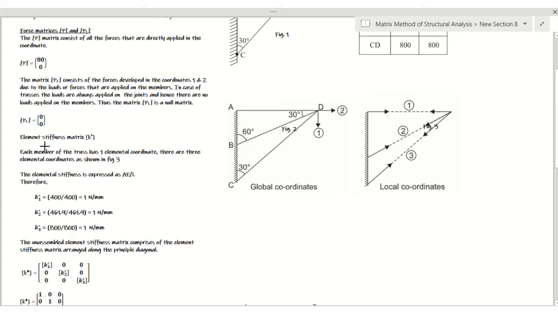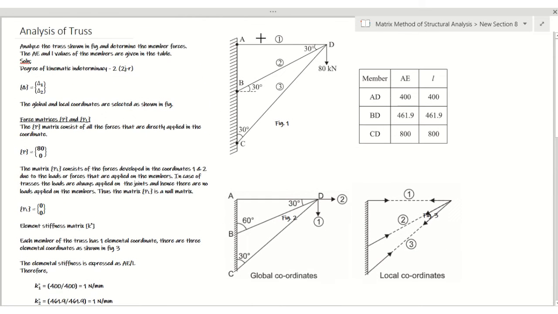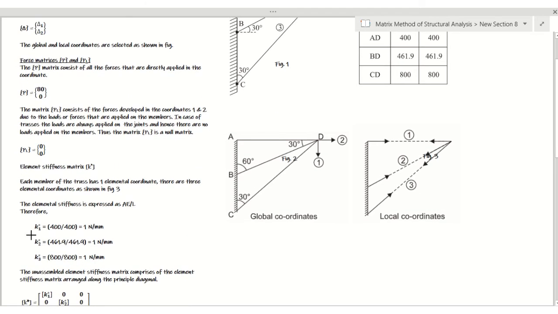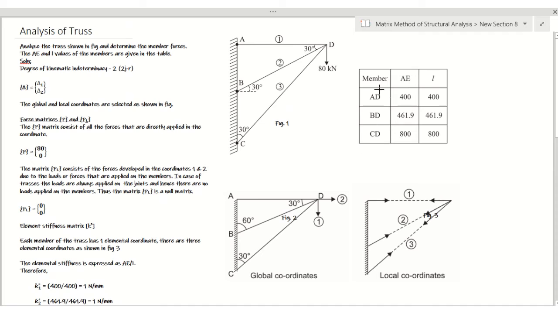Now for each of the elements we'll write the stiffness matrix. In trusses, for each element the stiffness matrix is expressed as AE by L. So if I consider the first member here, that is first member AD, AE, that product AE and L has been expressed here. So both are 400. So if I take the ratio AE by L, it comes out as 1 Newton per mm. Okay, so that will be 1 Newton per mm over here.